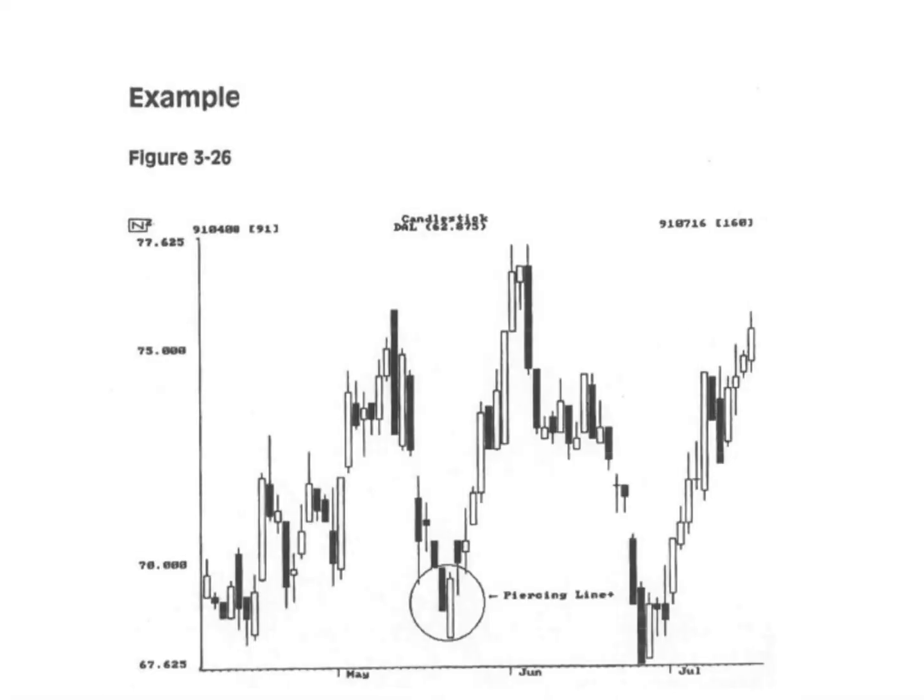Here is the example. You can see the previous downtrend, and there was a black body here, and the next day prices open lower than the previous day's close, but prices kept climbing up, and then for a few more days there was an uptrend. This is the example of the piercing line.